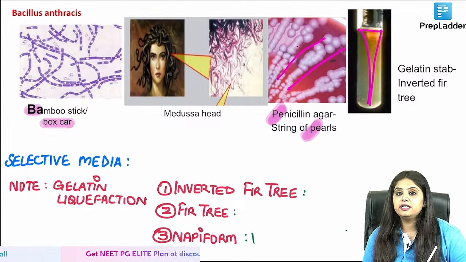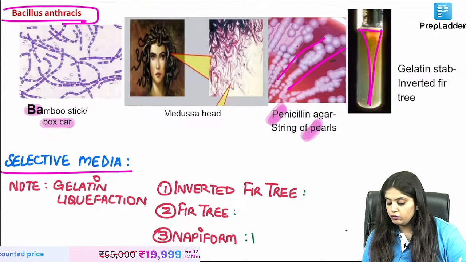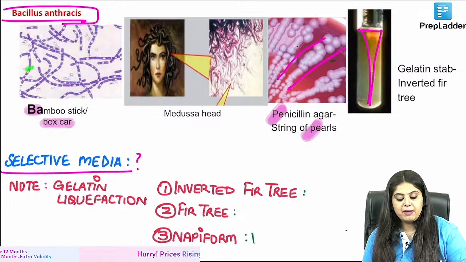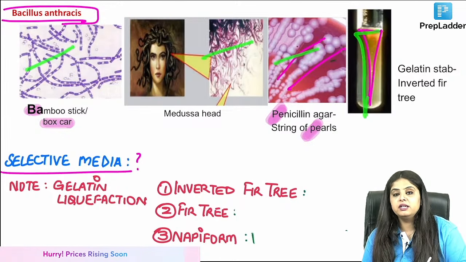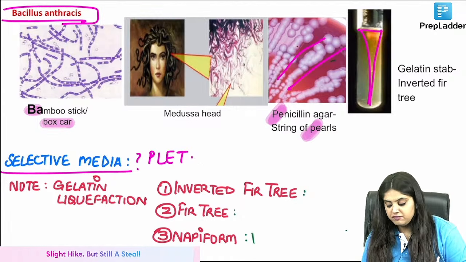तो सारे gelatin पे जाने से पहले, for Bacillus anthracis, one without a photo: what is the selective media? ये tough है ना, बाकी तो photo से दिख ही रहा था. Bamboo stick, medusa head, string of pearl, inverted fir tree. इसमें क्या rocket science है? What is the selective media?